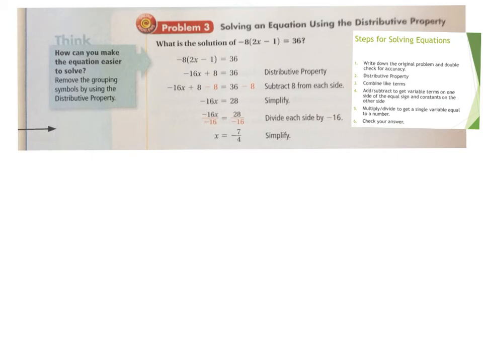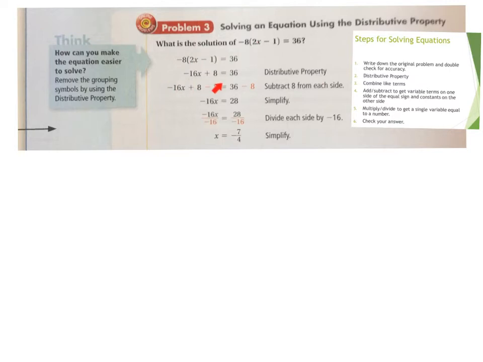Alrighty, so continuing here, solving an equation. This time we are going to finally have that distributive property. So that first step, again, make sure you write everything down correctly. And here we have negative 8 times the quantity 2x minus 1 equals 36. So we're going to start out by distributing that negative 8. So negative 8 times 2x is negative 16x. Negative 8 times negative 1 is a positive 8. Be careful there. Again, that negative on the front when you distribute. All that equals 36.